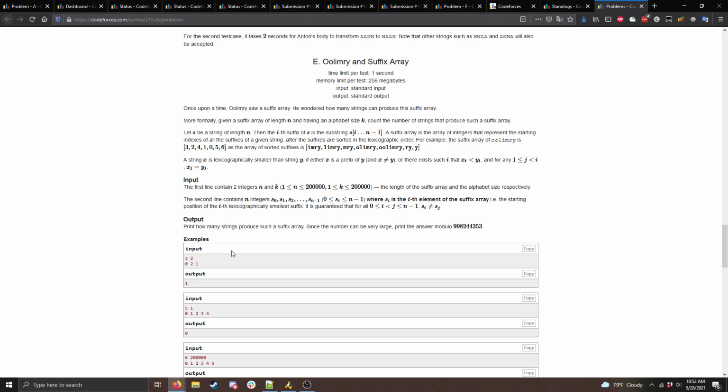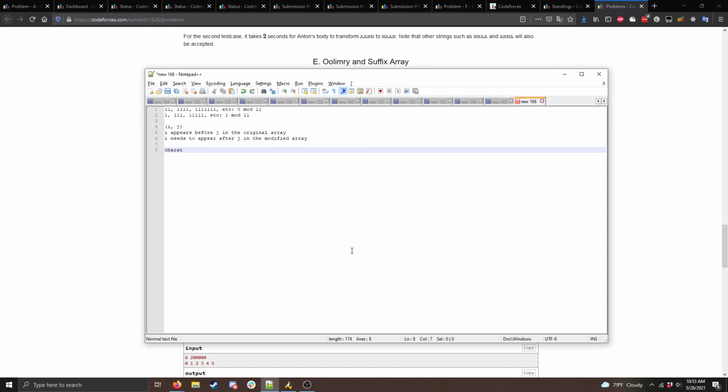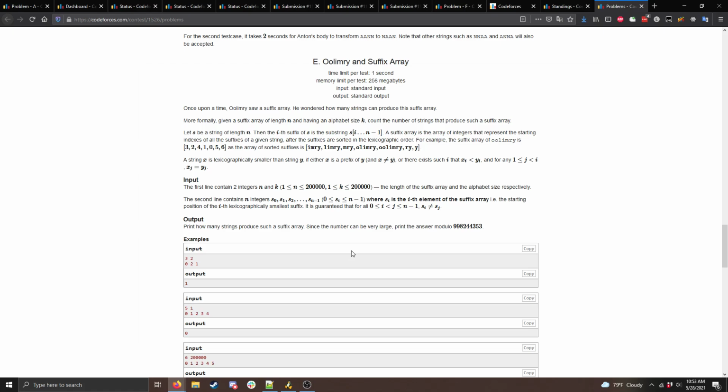So the first observation is clearly, for example, in this first sample case, the character at position 0 has to be less than or equal to the character at position 2, which itself has to be less than or equal to the character at position 1. Because, for example, if character 0 is greater than character 2, then 0 would come after 2 in the suffix array. So in general, the character S sub I must be less than or equal to the character S sub I plus 1. But that's not the only restriction we have, because sometimes the equality case won't be valid.